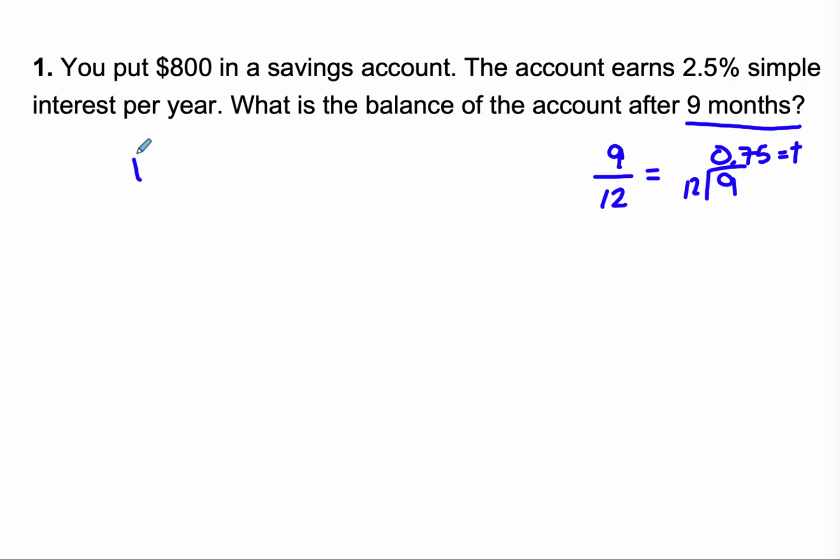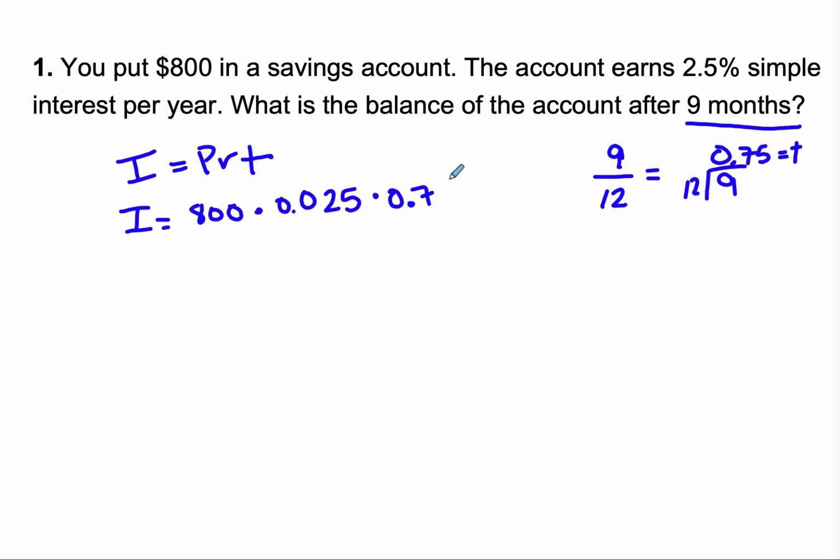Okay, let's check it. So here's our formula. Interest equals principal times rate times time. All right, we know what we start with, which is our principal. We don't know the interest. Start with 800. We know the rate, 2.5%. As a decimal would be 25 thousandths, times our time, which is 75 hundredths year.